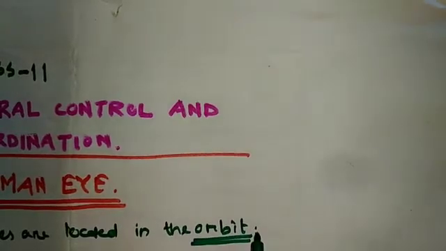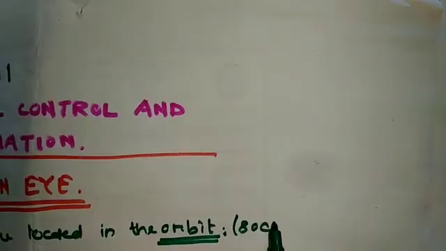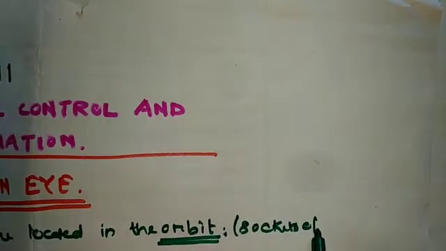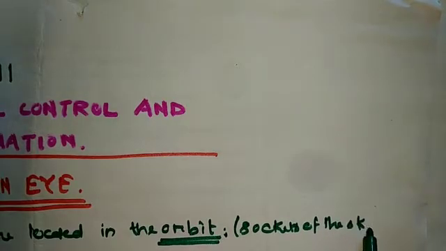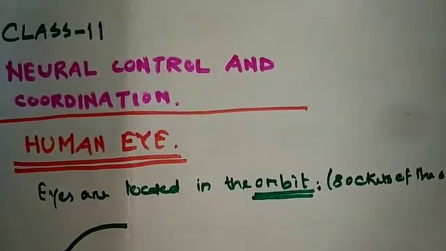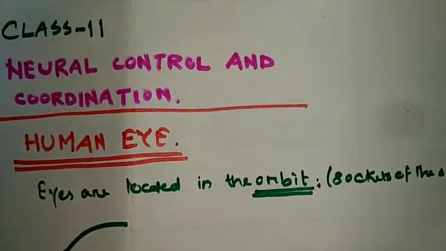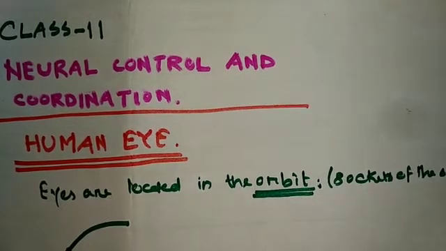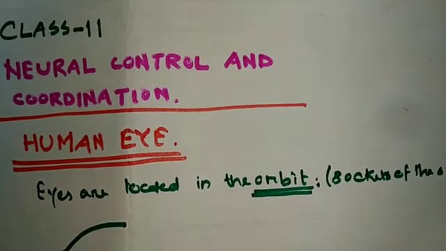Orbit is the sockets of the skull. So this is the first line in the biology book. You should know each and every line, each and every point for NEET examination. So eyes are located in the orbit, which is the sockets of the skull.